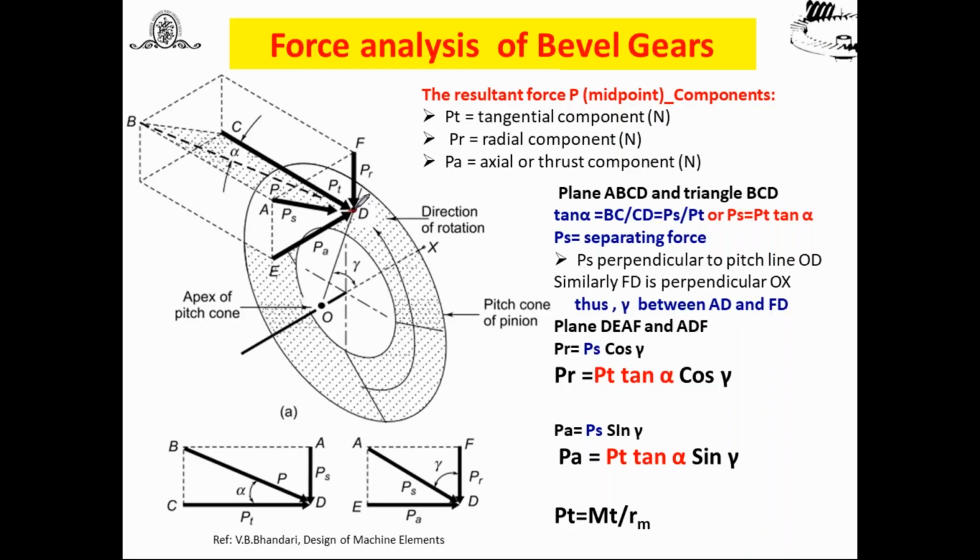Try to understand the resultant force, which is considered at the midpoint. Based on that, the bevel gear again has three components: PT, PR and PXL. PXL means the axial or thrust component. Again here, we have to consider the plane. You know very well, this is the axial force.